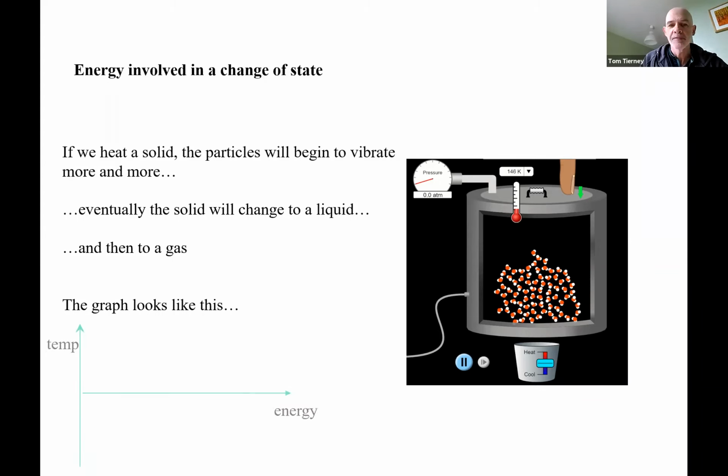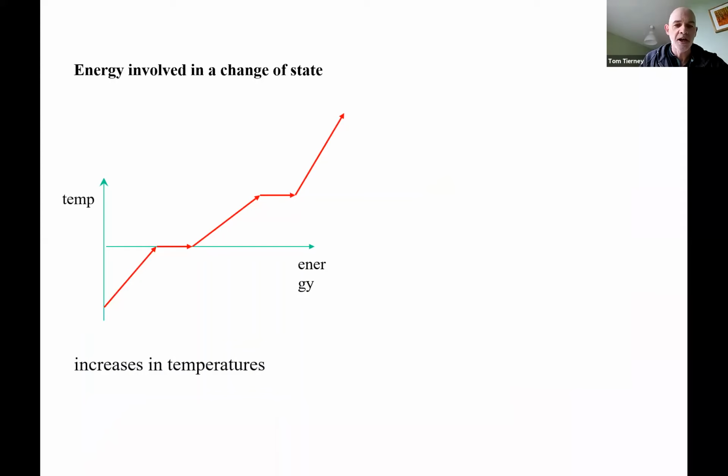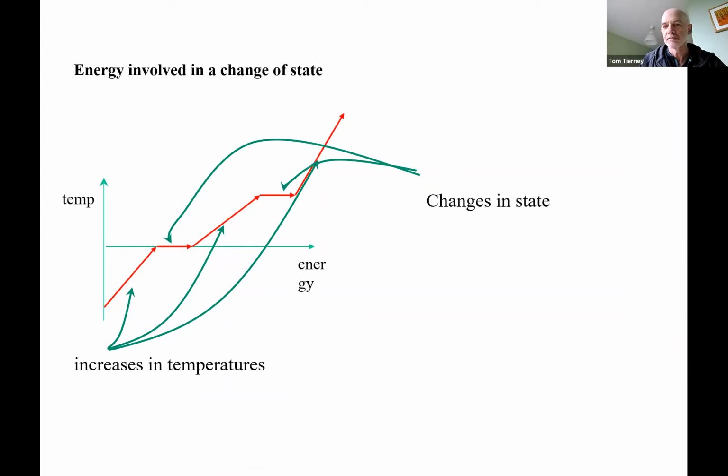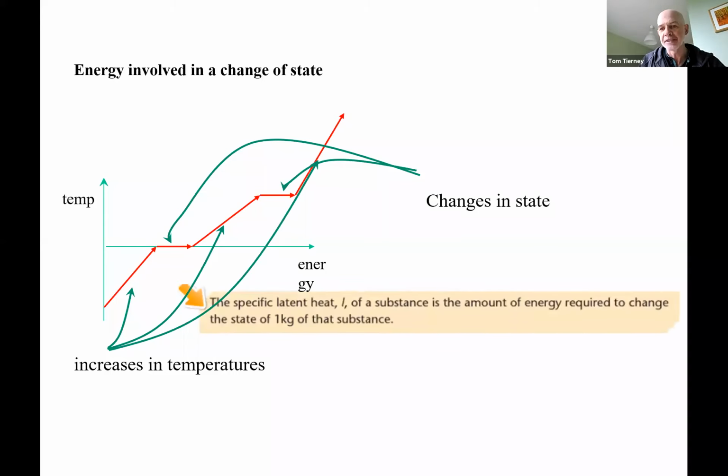Then it's a gas. As you add energy, the temperature will rise, but it will tend to level off at a change of state. So as you have increases in temperature, that's an mc delta theta calculation, but where the graph has leveled off, you're still adding energy, but the temperature isn't going up. That's what we call a change in state. And the energy involved in change of state is the latent heat. The specific latent heat is the energy required to change the state of 1 kilogram of a substance.